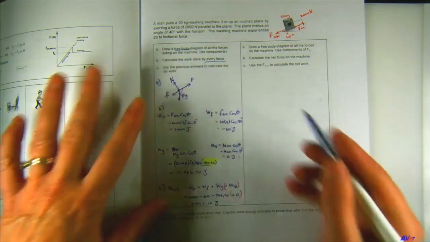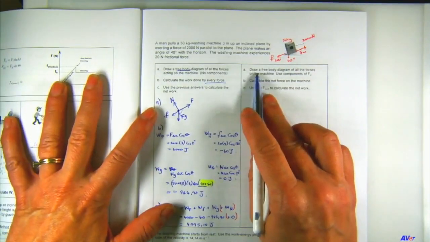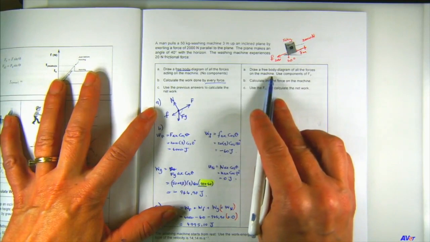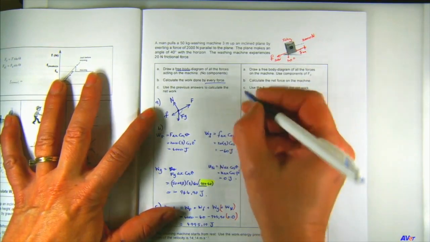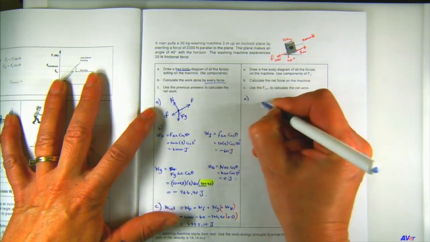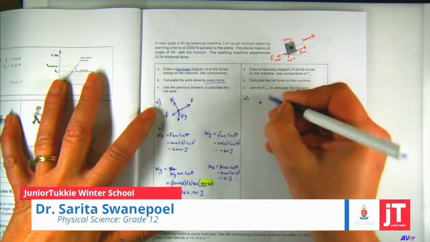So on the right-hand side, we start once again. Draw a free body diagram of all the forces on the machine, but now I ask you to use the components. So let's do this with components. So remember to keep it inclined.